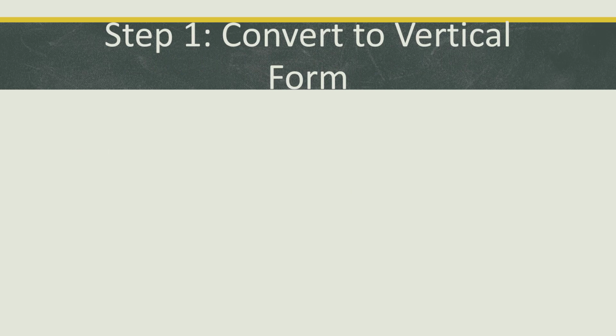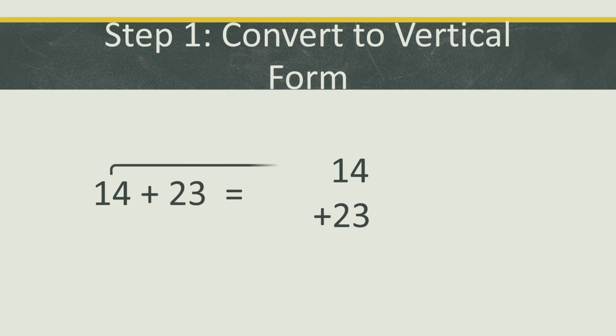The first step is to take your equation, and instead of keeping the equation horizontal, you make it vertical. What I did was take the first number, in this case 14, and put it on top. The second number, in this case 23, will go at the bottom, under the 14. Don't forget to add a line under the new equation you made.